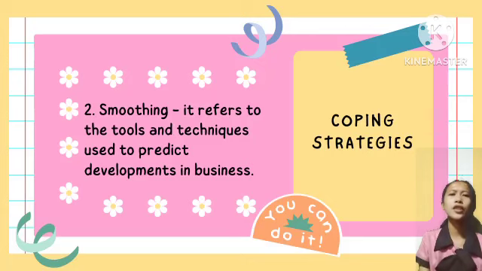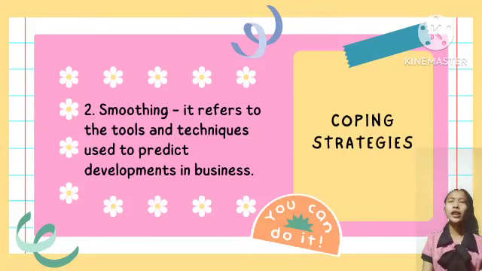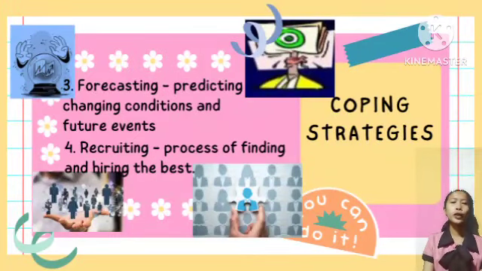Smoothing refers to the tools and techniques used to predict developments in the environment. So this is a term used for taking necessary actions or solutions that help reduce the impact of fluctuation. Number three, forecasting, predicting changing conditions and future events.